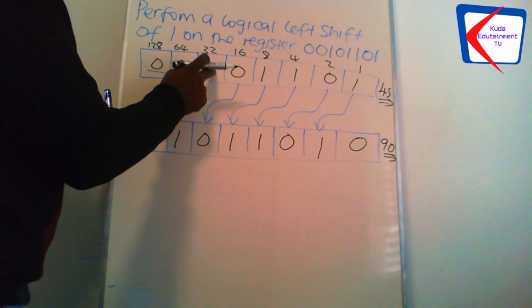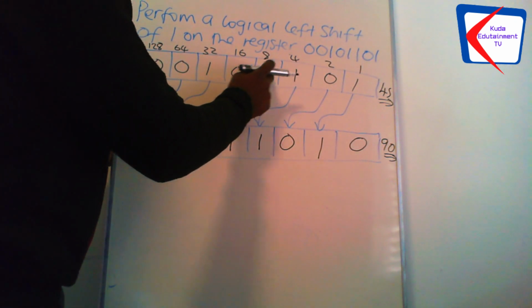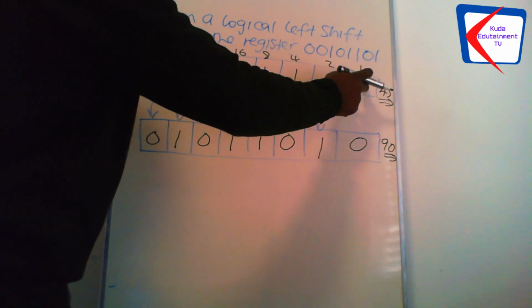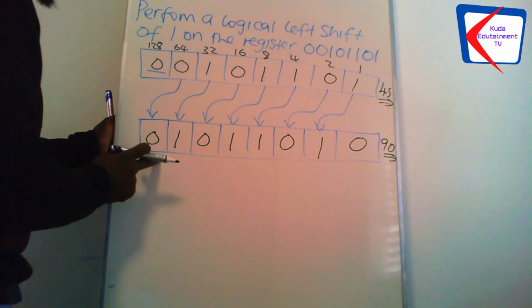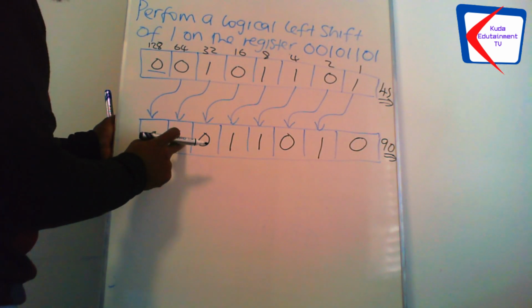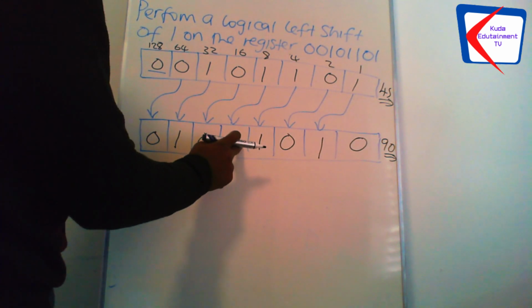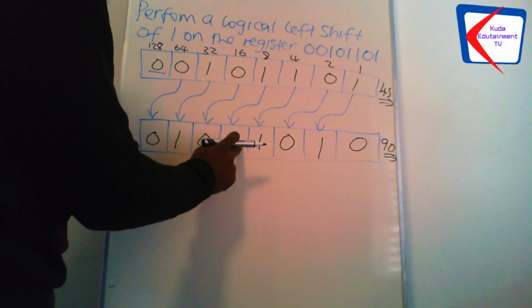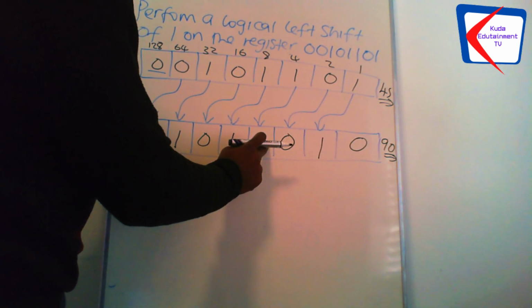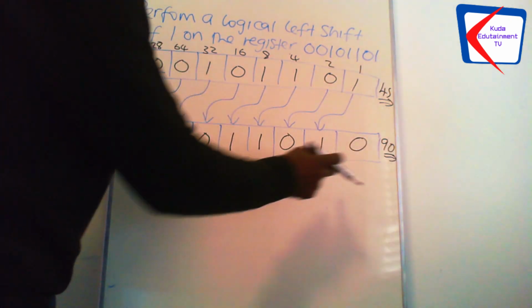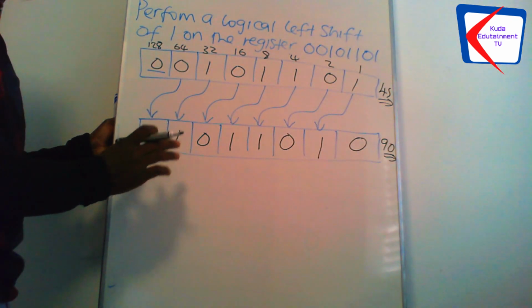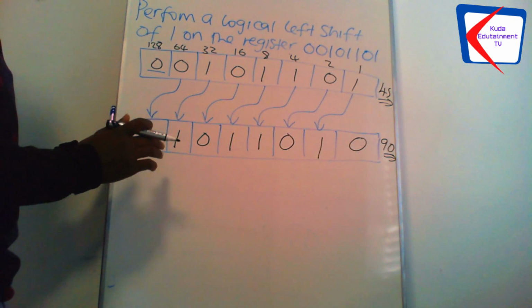So on this one it is 32 plus 8, it's 40, plus 4, 44, plus 1, 45. And then on the result, we have got 64. 64 plus 16, it's 80. 80 plus 8 is 88. 88 plus 2, we get 90. So that's the effect that the logical left shift has.